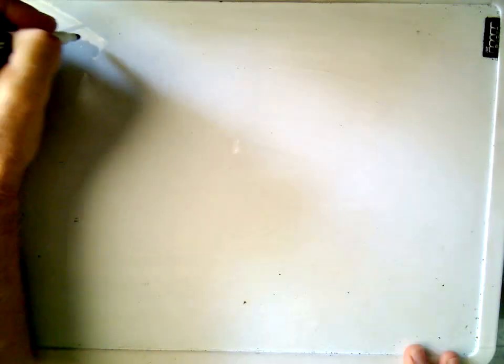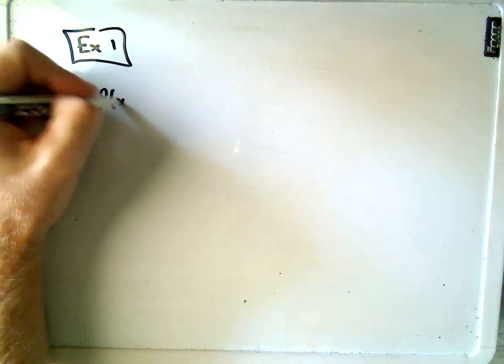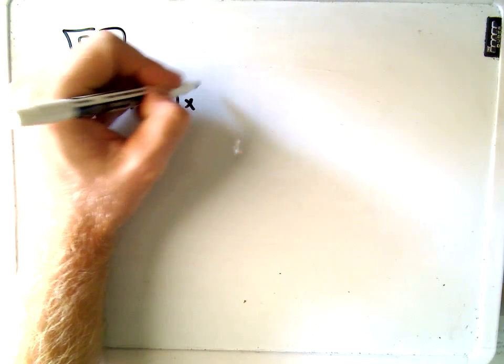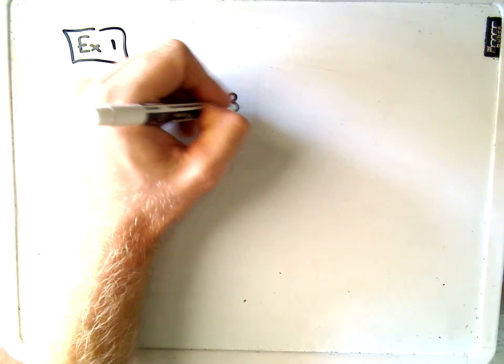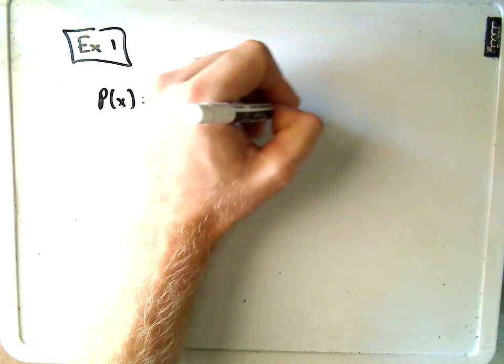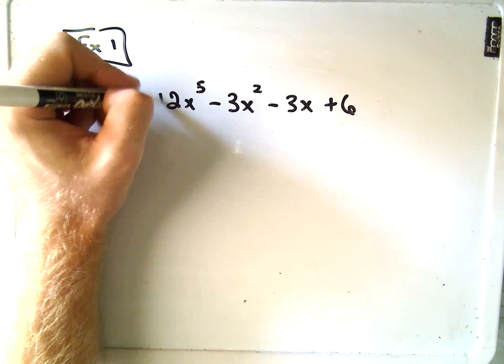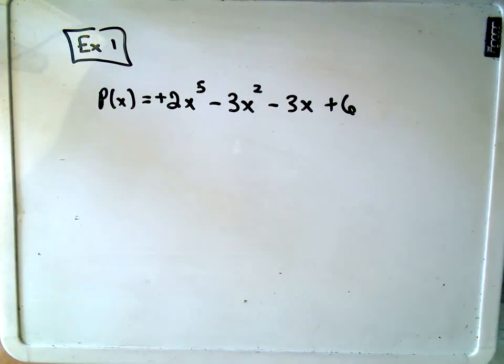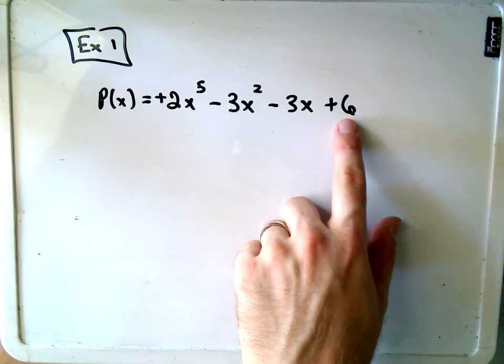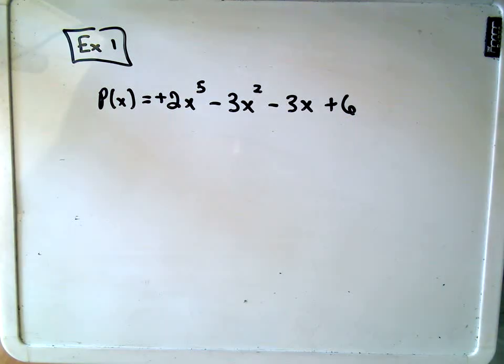So let me find the examples I want to do here. Example 1. Suppose our polynomial p of x is 2x to the 5th minus 3x squared minus 3x plus 6. I'm going to put a positive out front because it is positive 2. Notice this fits the format in that we've got a constant term, and a constant term just means there's no x, no variable attached to it.